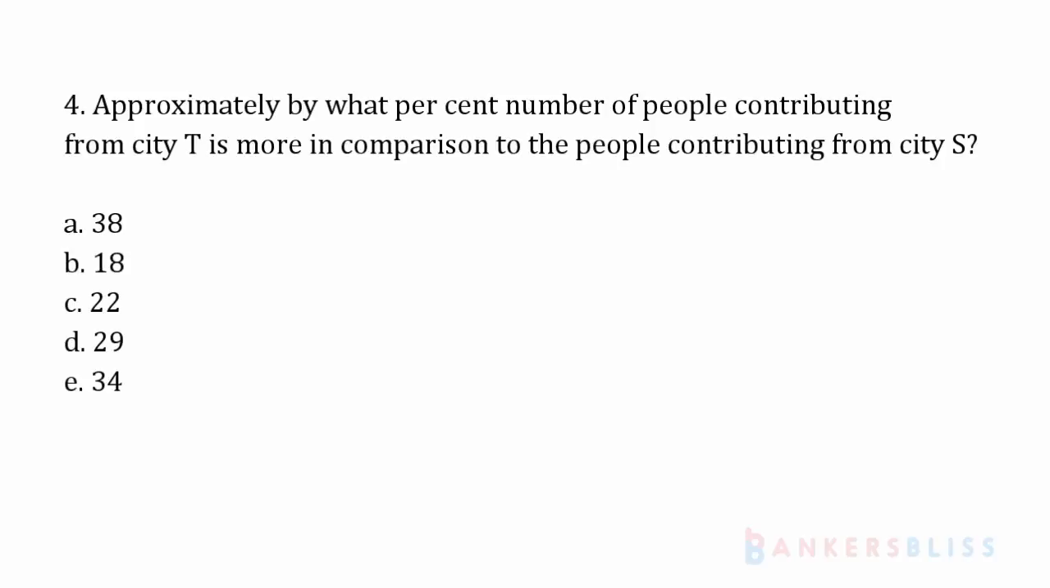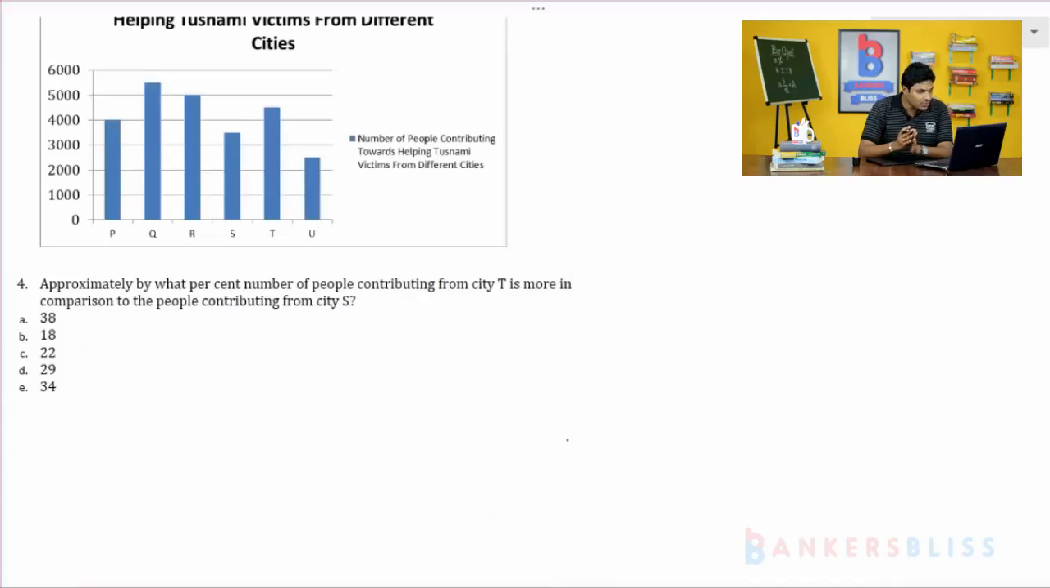Approximately by what percent is the number of people contributing from T more in comparison to the people contributing from city S? So when compared to city S, T is how much percent more than S? That is the question they have asked. S is contributing 3500, and T is contributing 4500.